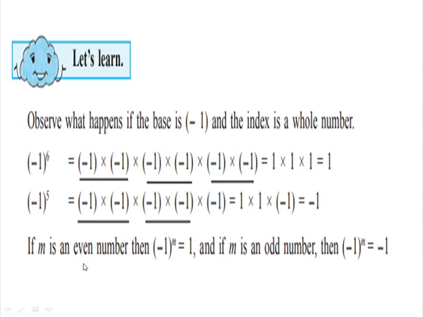Now if m is an even number, then negative 1 raised to m is 1, and if m is an odd number, then negative 1 raised to m is negative 1. So children, you have to be very careful while writing the answer or sign of the answer. You have to look at the index number. Here if it is an even number, answer should be positive. If the index is an odd number, then the answer is negative.